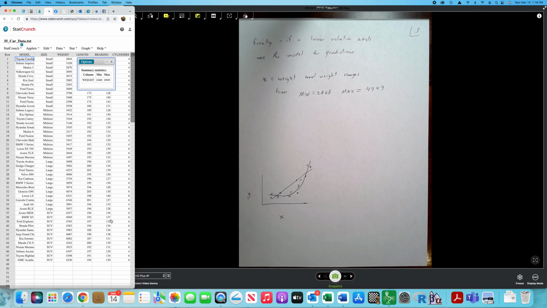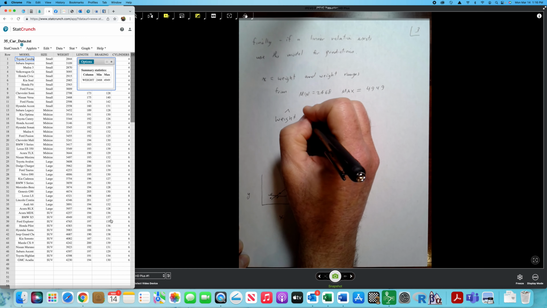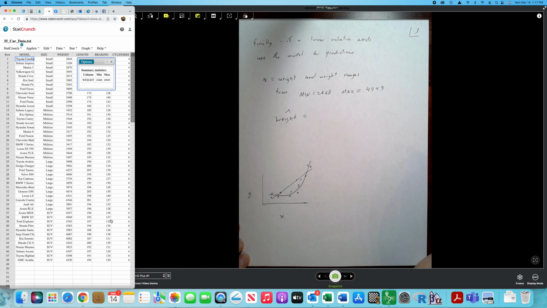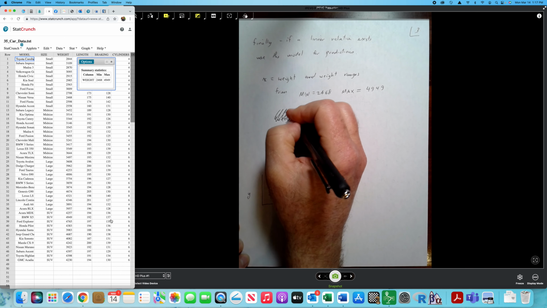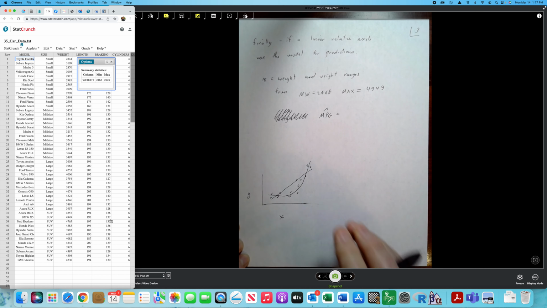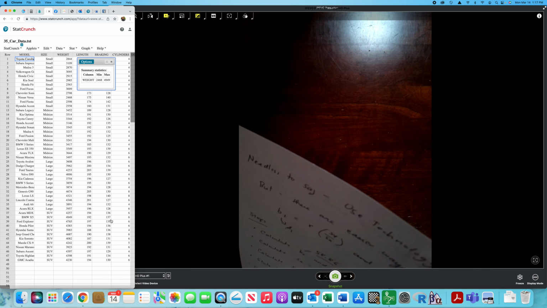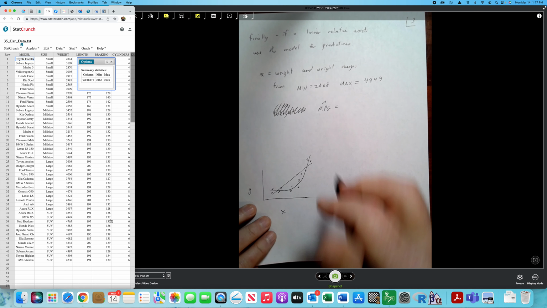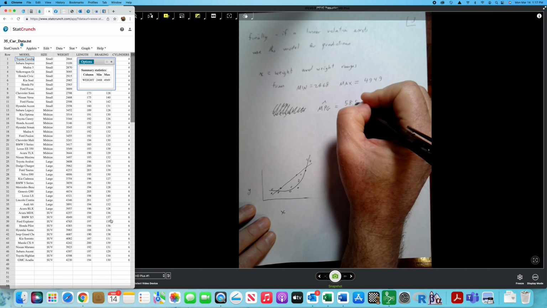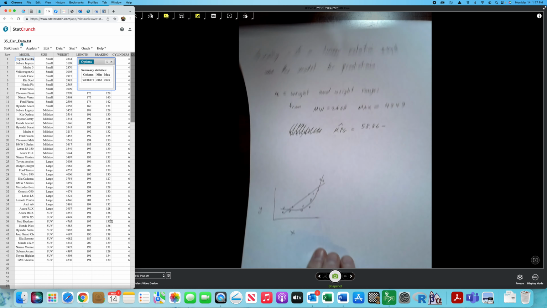All right, so someone comes to you and says, I know you've been doing this work on predicting miles per gallon from weight. And your model is 58.86 minus 0.0075.